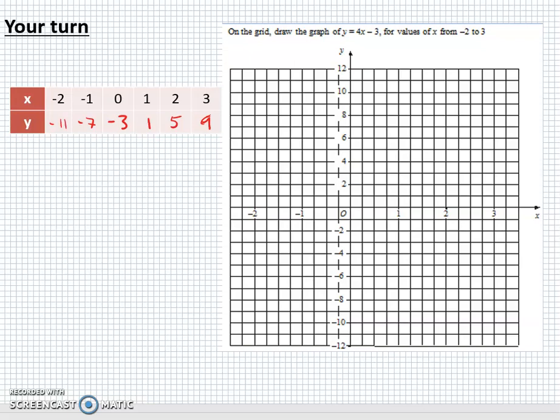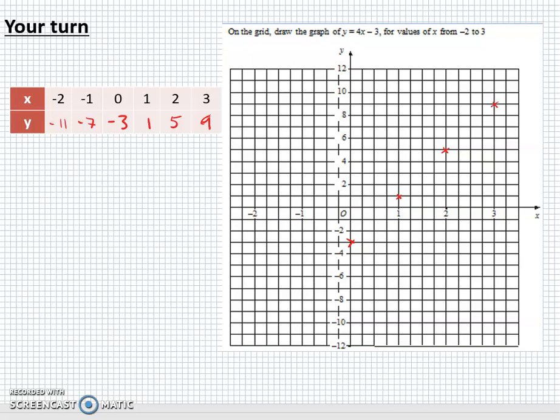Okay, so now we're going to plot those. That's our step 2, is to plot our coordinates on the graph. Okay, so we've got 0, -3, so 0 and -3 is just here. Then I've got 1, 1, so I'm going to go here, 1, 1. I've got 2, 5, so 2 is here, and up to 5, which is here. And 3, 9. So 3 is here and 9 is there.